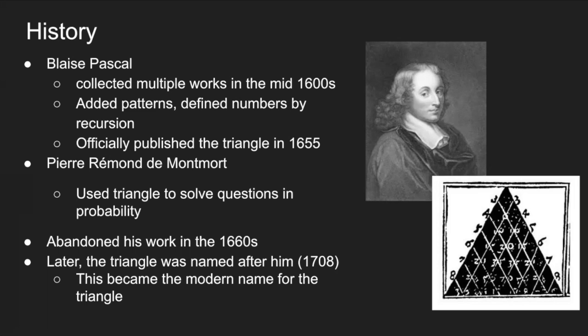So he took the triangle itself plus all of his supplementary information and officially published the triangle in 1655. Him and his partner by the name of Pierre, another Frenchman, were just using the triangle by themselves. They were solving a lot of probability questions with the triangle and doing a lot of their own studies with it. And so it wasn't named anything in particular.